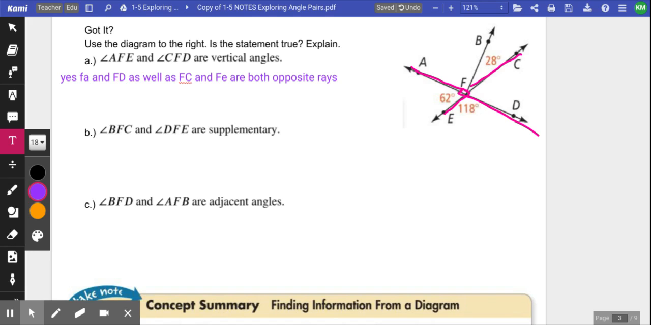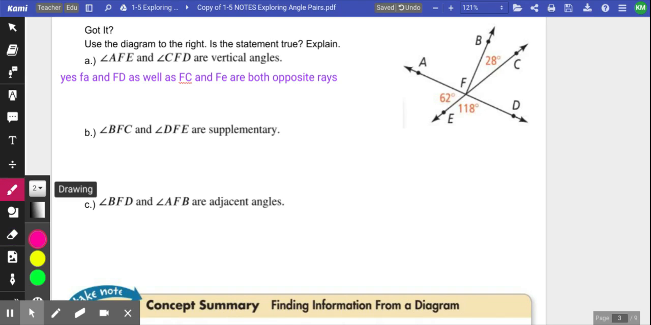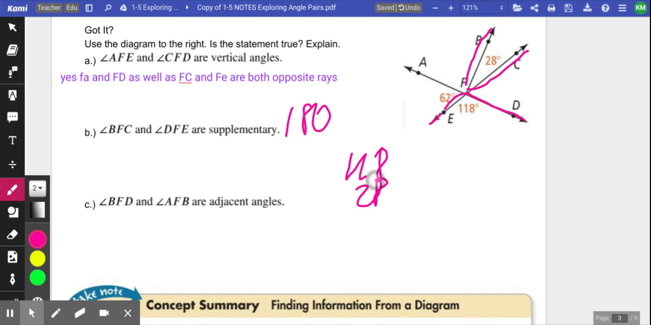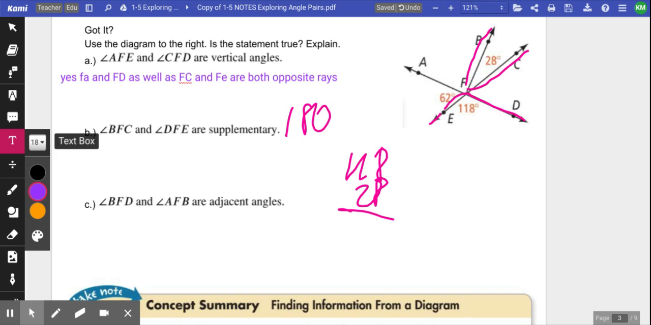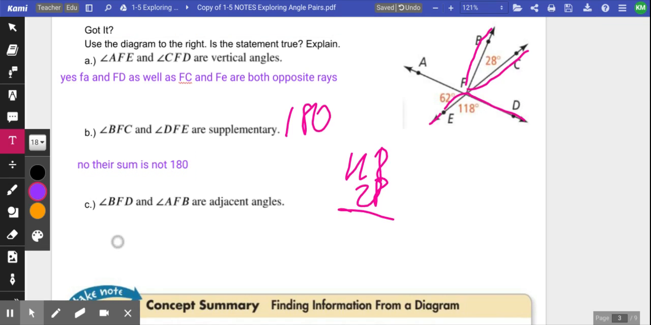All right, how about B? B says that we have angle BFC and angle DFE are supplementary. So we can test that, right? Supplementary means 180. So 118 and 28. Oh, no way, right? That's not going to give us 180. So our answer here, simple. No, their sum is not 180. Done. All right. Again, moving on.